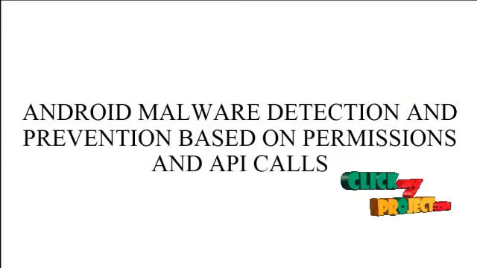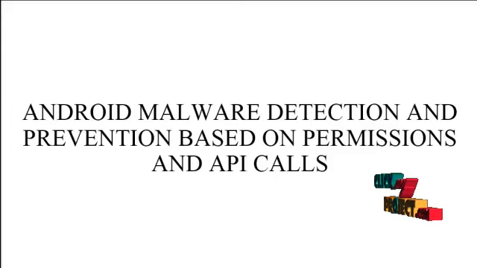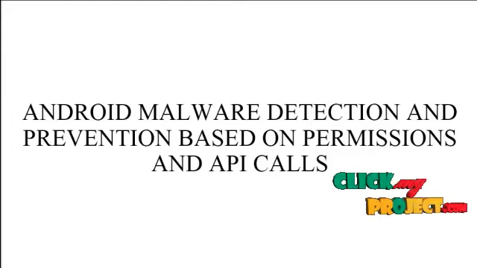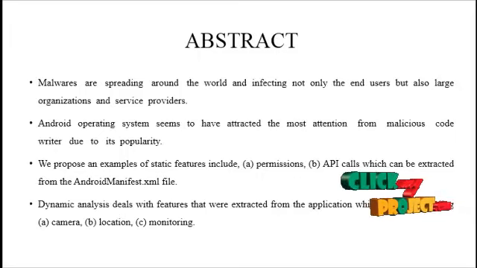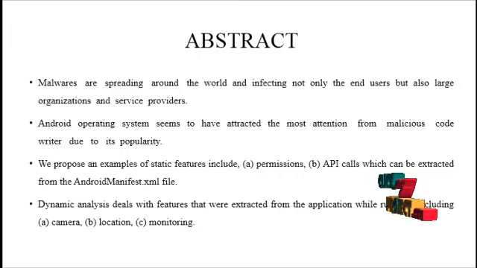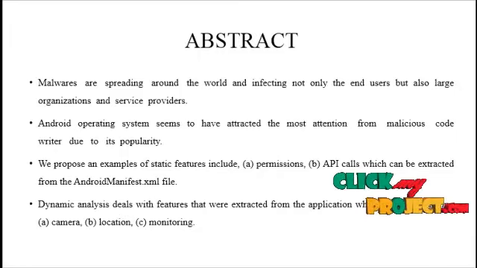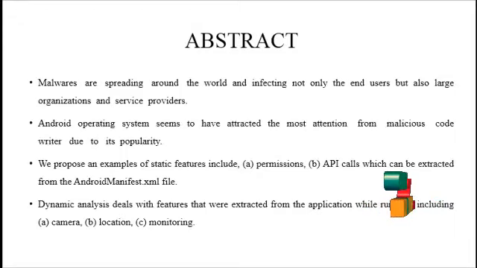Our project title is Android Malware Detection and Prevention based on permissions and API calls. Abstract. Malwares are spreading around the world and infecting not only the end users but also large organizations and service providers. Android operating system seems to have attracted the most attention from malicious code writers due to its popularity. We propose an example of static features, including permissions and API calls, which can be extracted from the Android manifest.xml file.